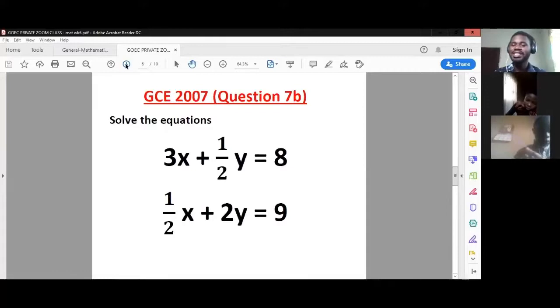Let's see who is the smartest. Let's see who the smartest is. I want to see who the smartest is. Okay. Does it look difficult?